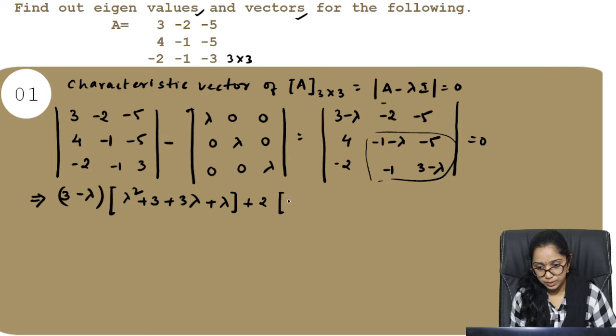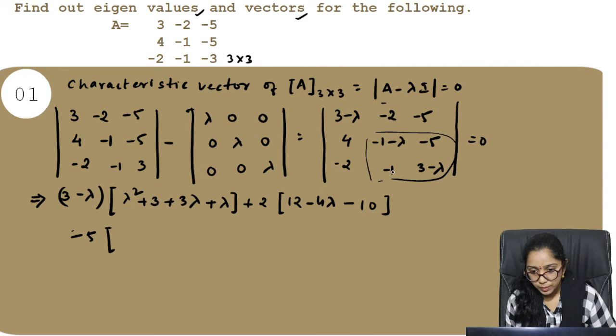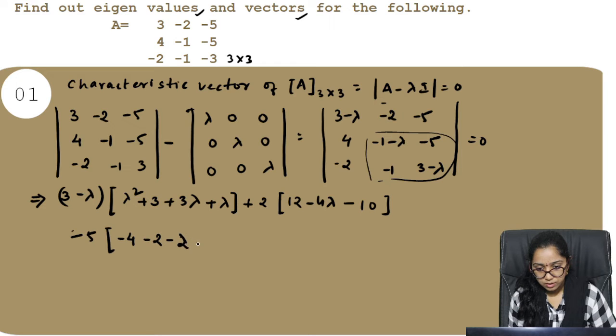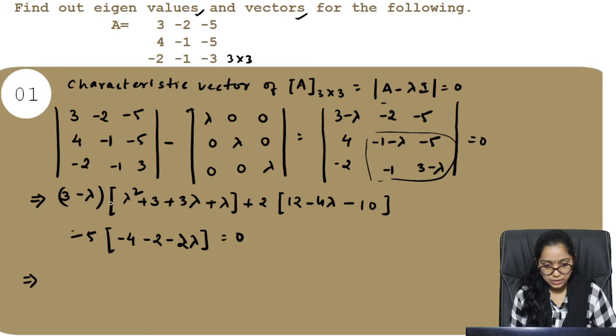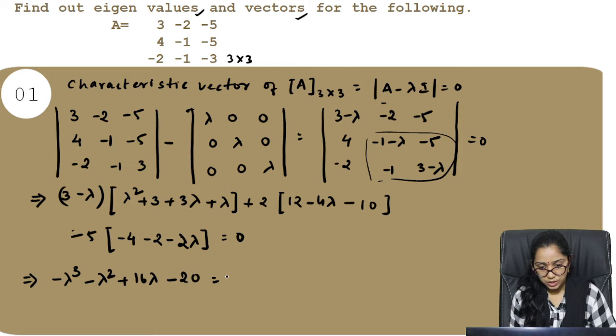So 4 into (3 − λ) gives 12 − 4λ − 10, into the next term, −5 into its minor matrix: 4 into −1 − 4, −2 − 2λ. This should be equated to 0. By solving this, the resultant equation we derive is −λ³ − λ² + 16λ − 20 = 0.